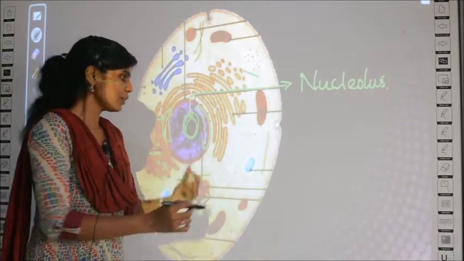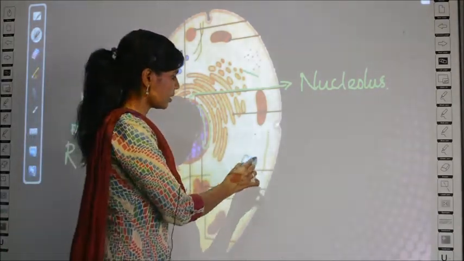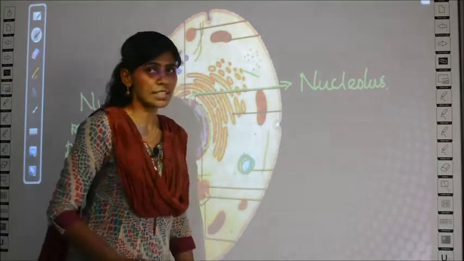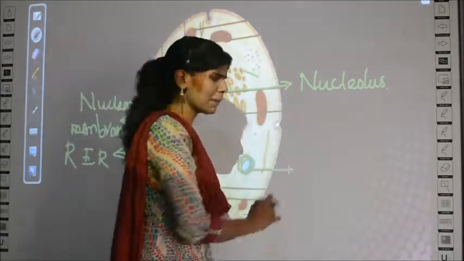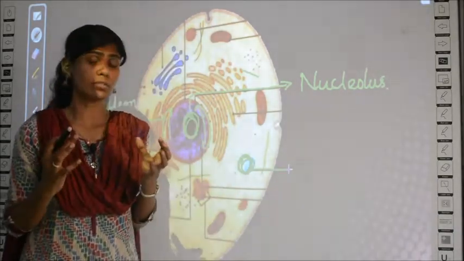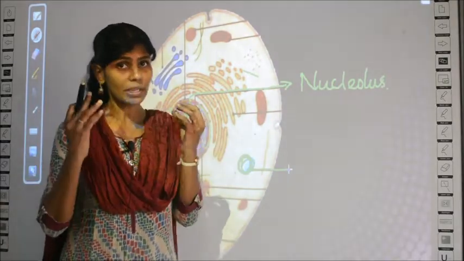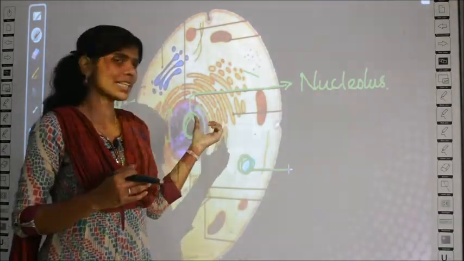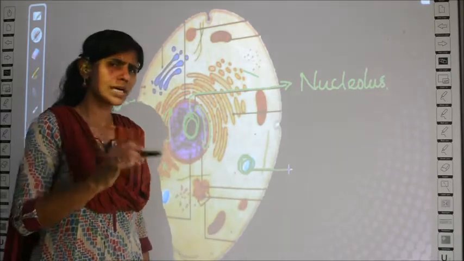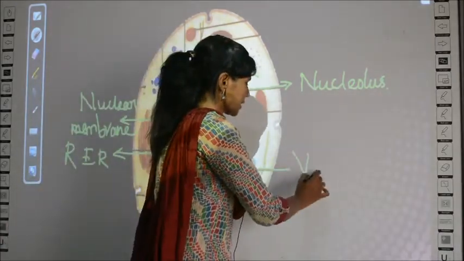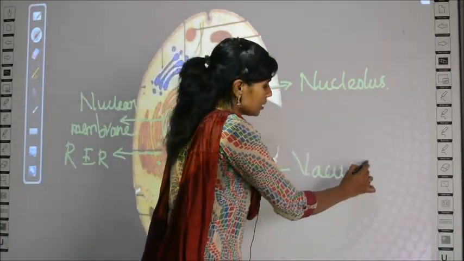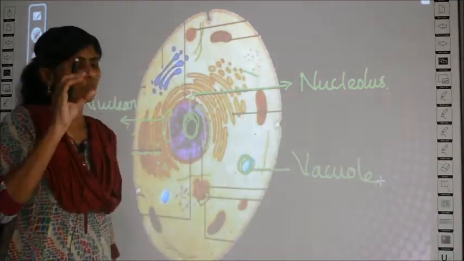Then again, can you see these small circles here? This is vacuole actually. I told you, in plant cells you have a very big vacuole. Do you remember? The vacuole was even bigger than the nucleus, whereas in animal cells the vacuoles are very small circles. So if you find a circle, then you can label it as vacuole.